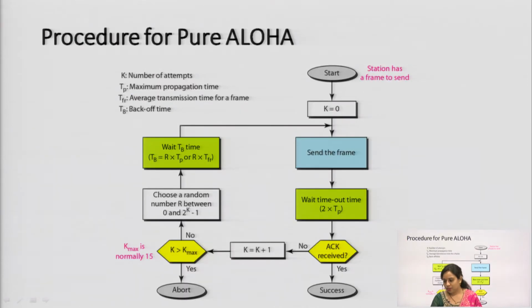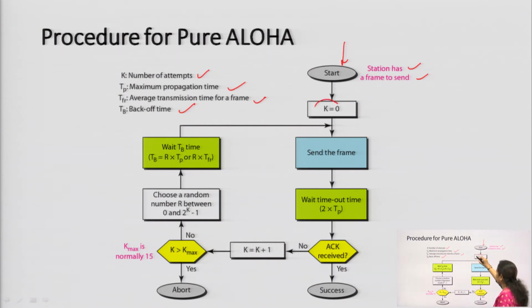Now, next is the procedure for the pure Aloha. This is the flow chart showing how the whole process will work. First is the start: the station has a frame to send. This is the first station and it has a frame that it wants to send. Then, what is k? K is the number of attempts, Tp is the maximum propagation time, Tfr is the average transmission time for a frame, and Tb is the back-off time. So, k is the number of attempts that has been done.